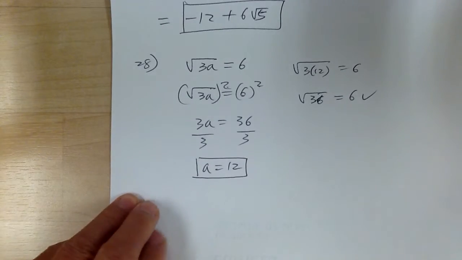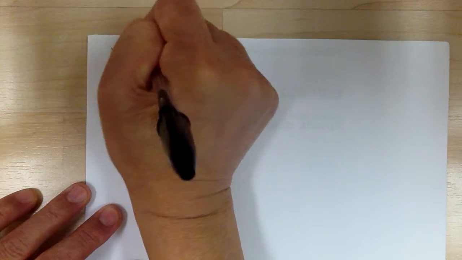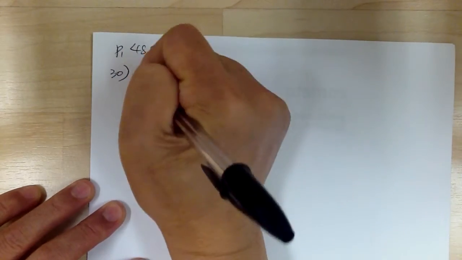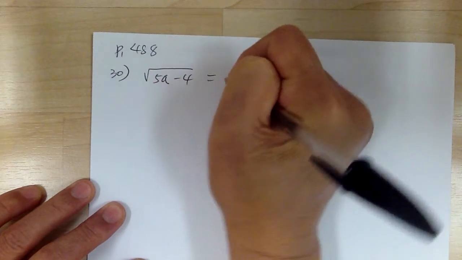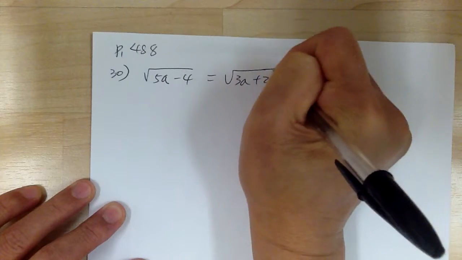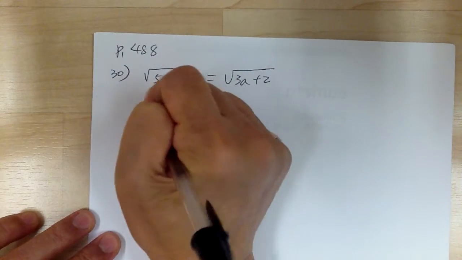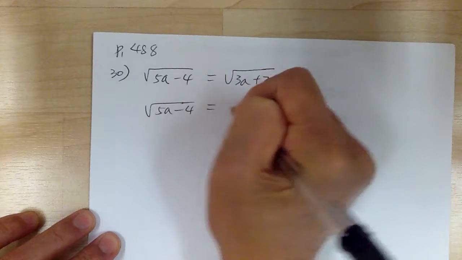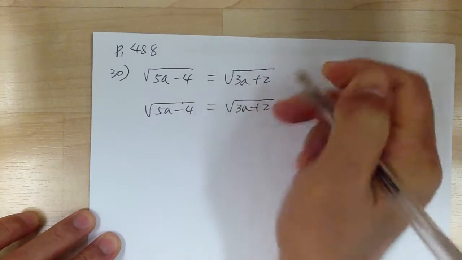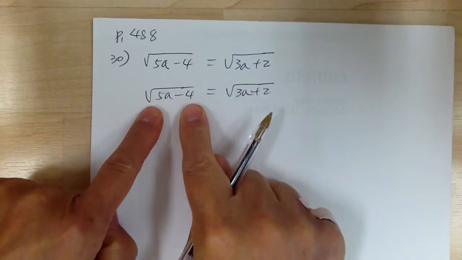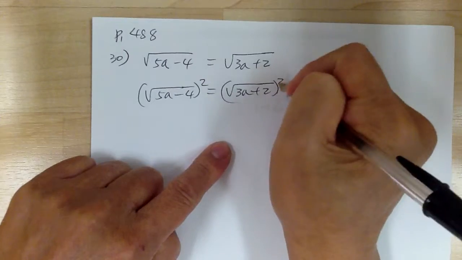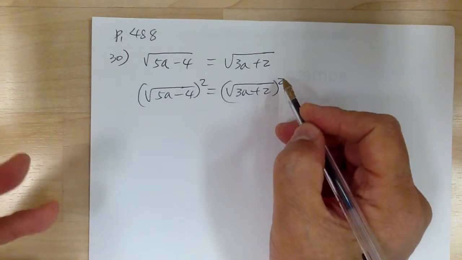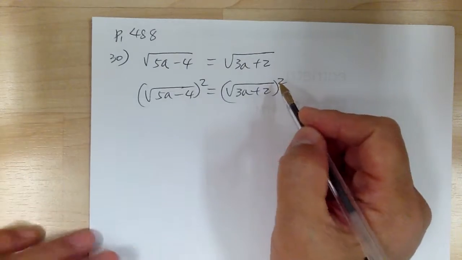Okay. Let's go to number 30. Okay, you have square root of 5a minus 4 equal to square root of 3a plus 2. Okay, so I'm going to write this again so I can preserve my original. Okay, so I'm going to focus on this one. To undo the square root, I need to square that. Now, since I squared this side, I need to square this side too. Now, in this case, it's kind of nice because you get rid of both square roots at the same time. So that's kind of nice.